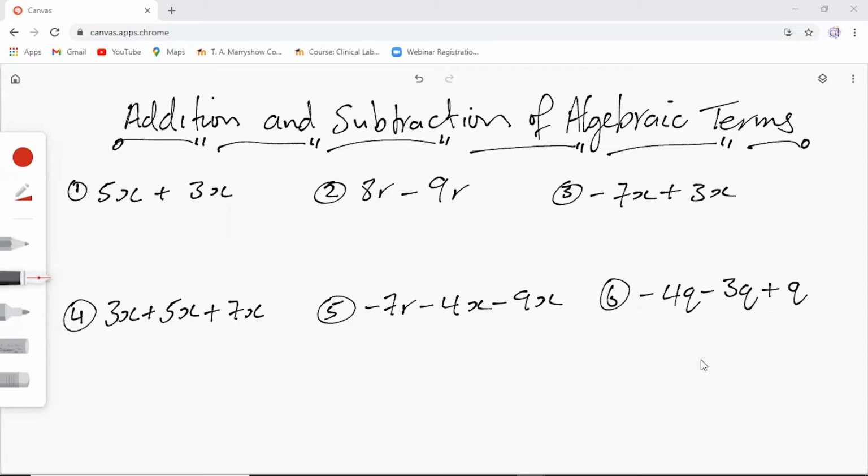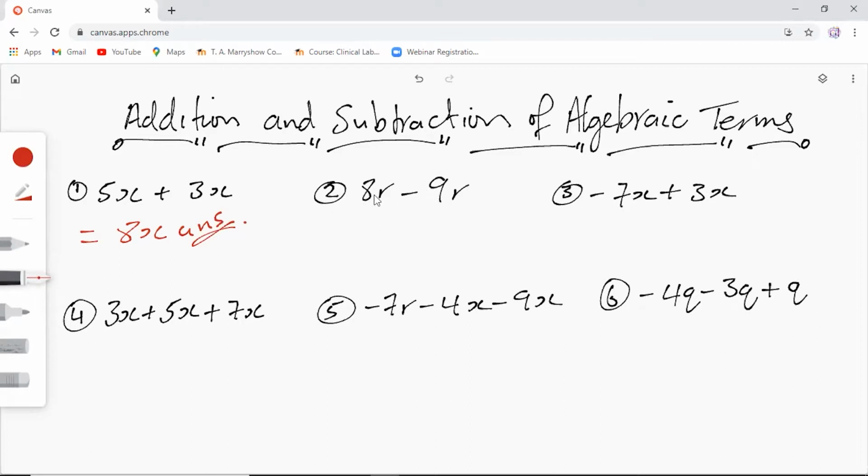So the first one, we have 5x plus 3x. Now in order to add or subtract algebraic terms, the two terms, or whatever you are adding or subtracting, must have the same variable. Or in other words, they must be like terms. So 5x and 3x, both of them have the variable x, and as a result, they are like terms. So 5x plus 3x would give us 8x. So our answer here is 8x, because 5 plus 3 is 8, and then we just transfer the x.